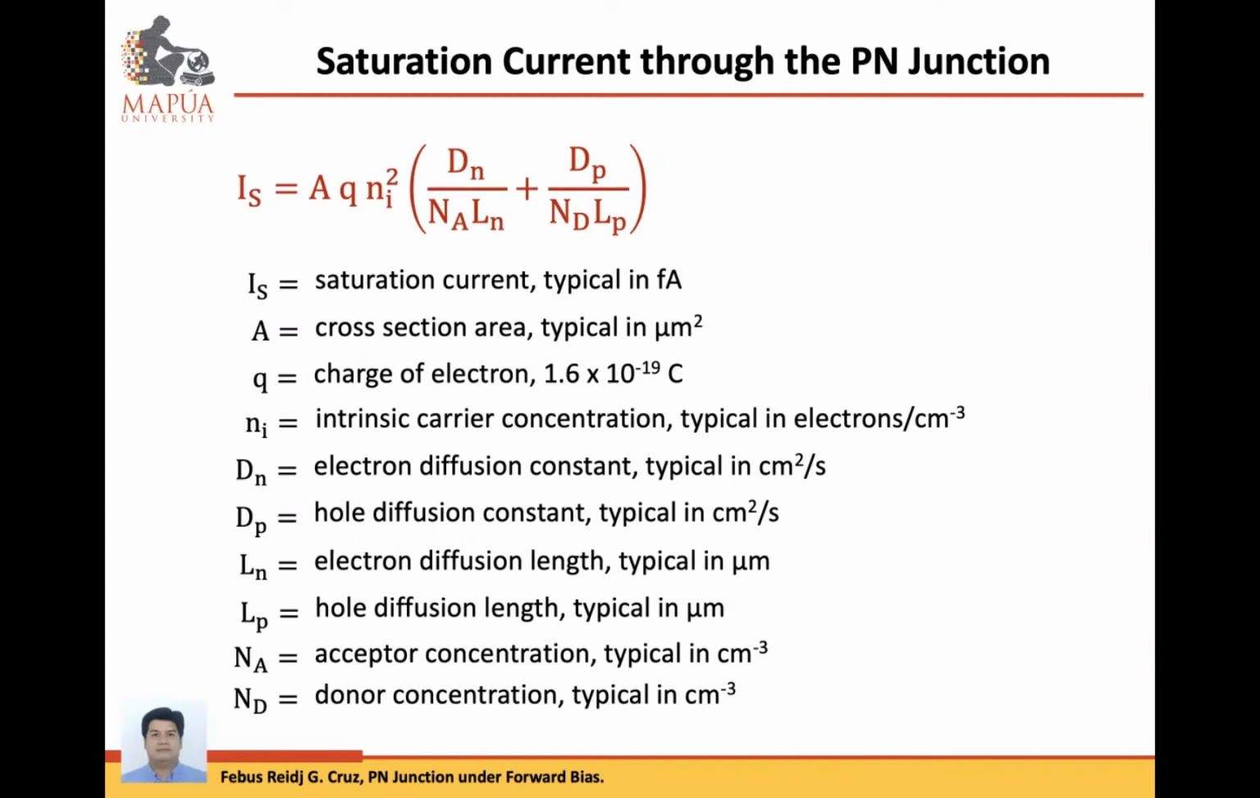So if you want to design a semiconductor device, you can control the size or the area, the acceptor and donor concentration, as well as the length, no? So you can design the semiconductor size.